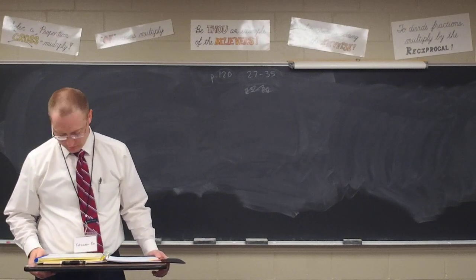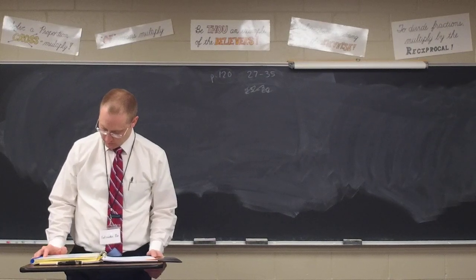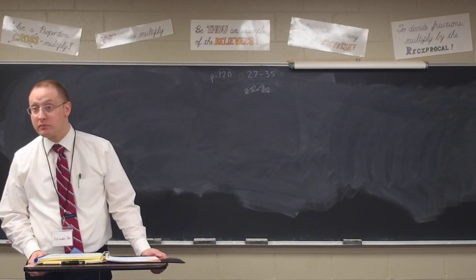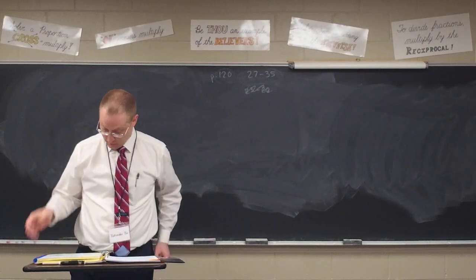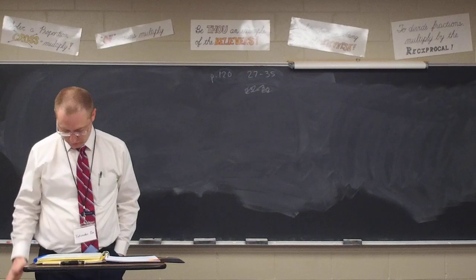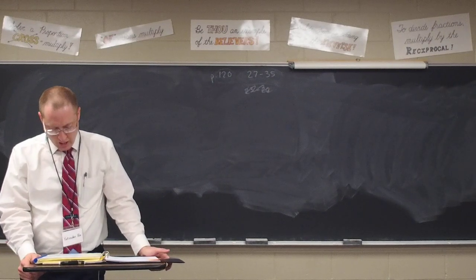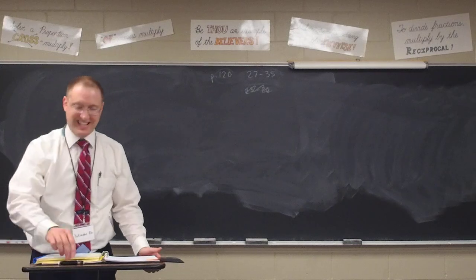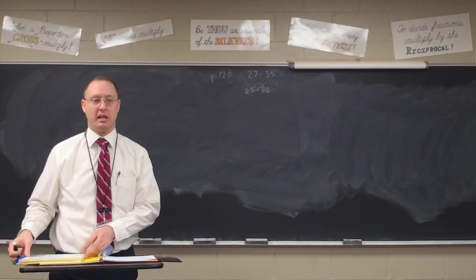He had a loss of $2,400 on investment A, a gain of $1,200 on investment B, and a loss of $7,200 on investment C. What was his average monthly gain or loss in the previous 12 months? All right, now here's the deal. We could represent a gain with a positive sign, and a loss, class, we could represent with a negative sign.